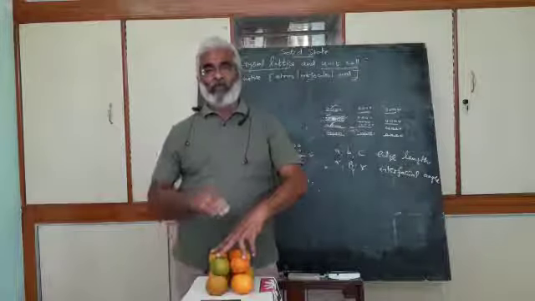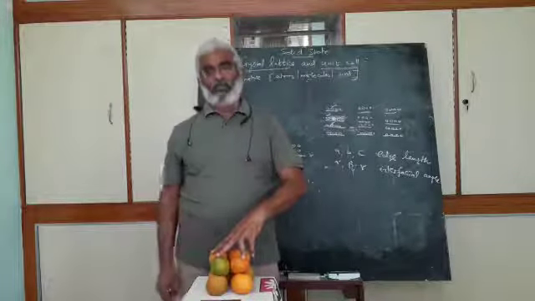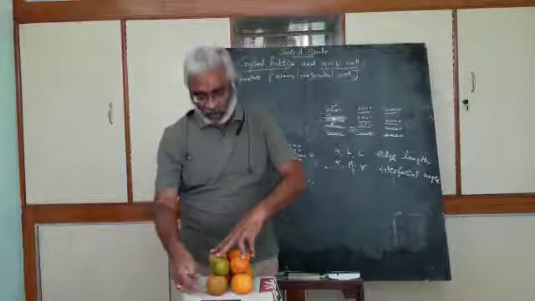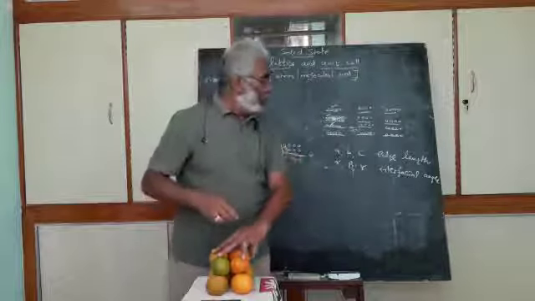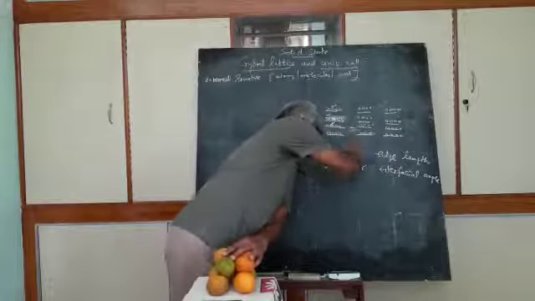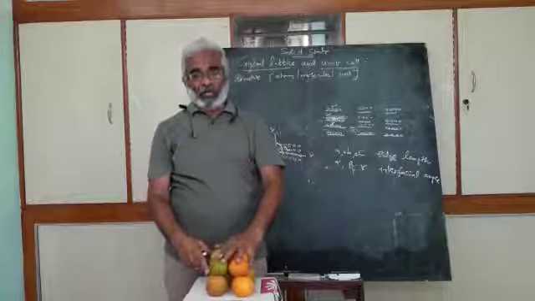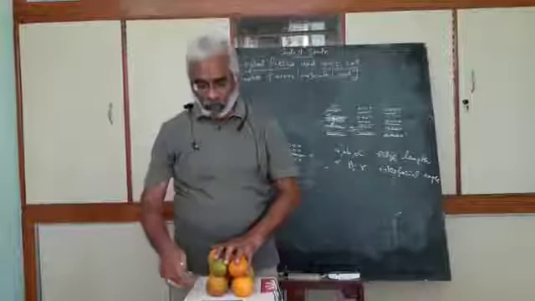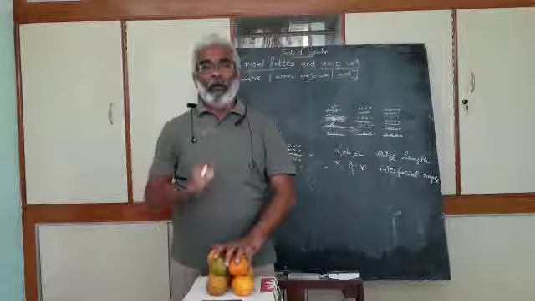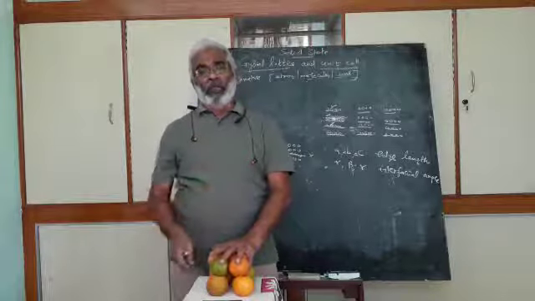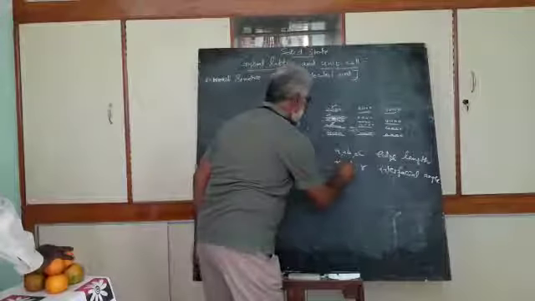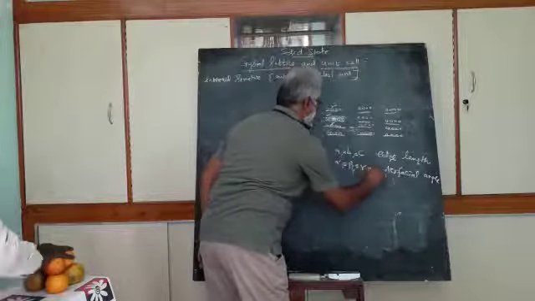In this cubic arrangement, if you observe the distances, A, B, and C are the same: A equals B equals C. Similarly, if you observe the angles, this angle is 90 degrees, this angle is 90 degrees, all angles are 90 degrees. That means alpha equals beta equals gamma, all 90 degrees.